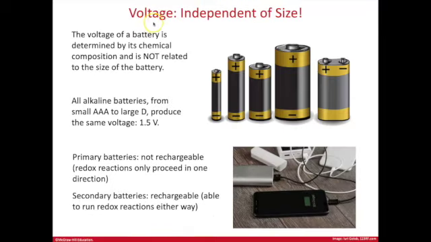I mentioned earlier that the voltage of a battery is not related to its size. All of these batteries, these are all alkaline batteries, these have the same voltage. They're all 1.5 volt, except for this, you have a 9-volt battery that's shown here.